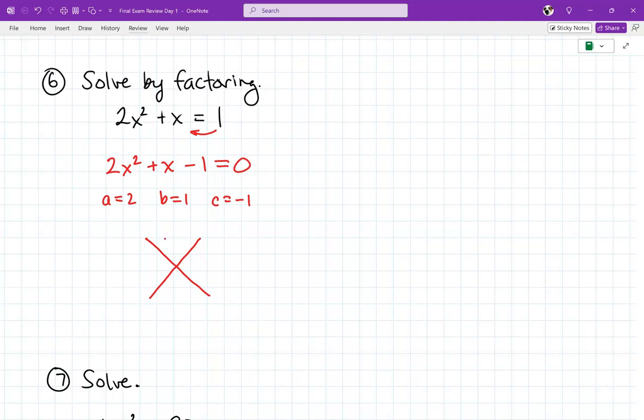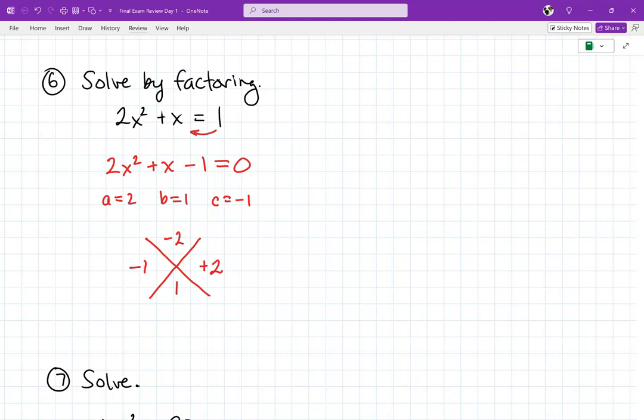And 8 times c is negative 2, b is 1. Okay? And then once I do that, I got to think of 2 numbers that multiply to negative 2 that add up to a positive 1. So it's going to be a negative 1 and a positive 2. Right? Because negative 1 times 2 is negative 2. Negative 1 plus 2 is a positive 1. So these are my 2 answers.